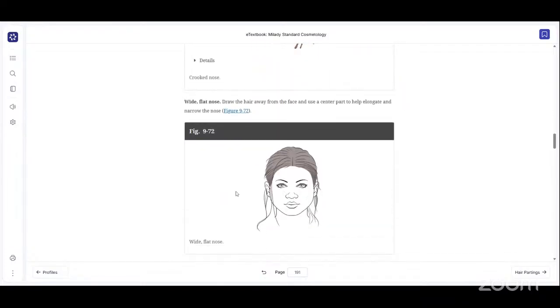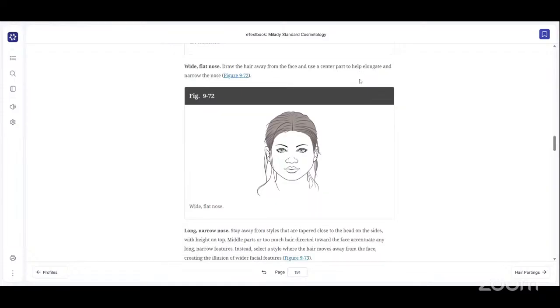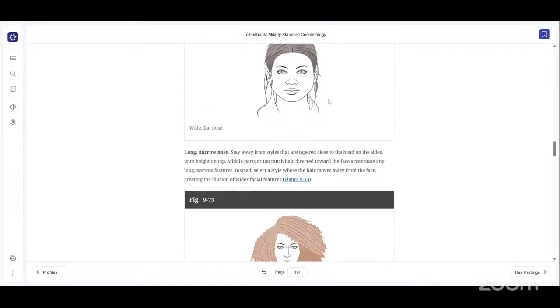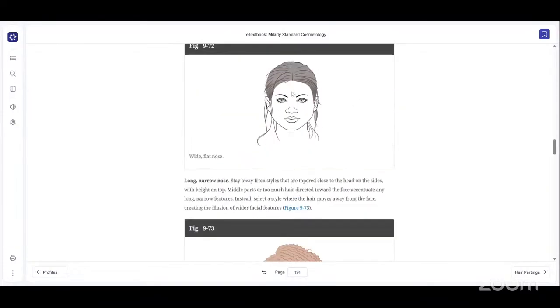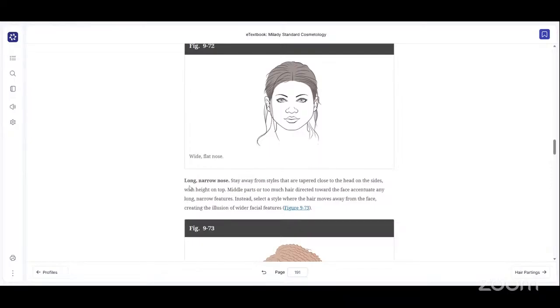Wide, flat nose. Draw the hair away from the face and use the center part to help elongate and narrow the nose. All right. So we pull the hair back. We have a center part. It is going to bring the nose in thinner. Okay. Bring the nose in thinner. So it's a wide, flat nose. All right.